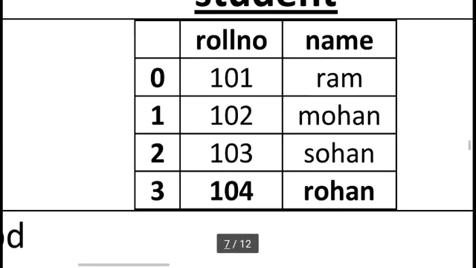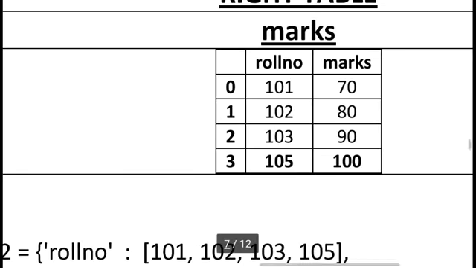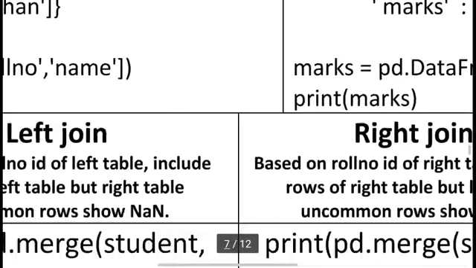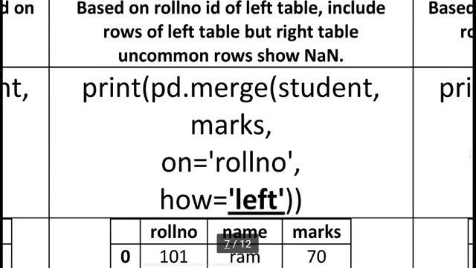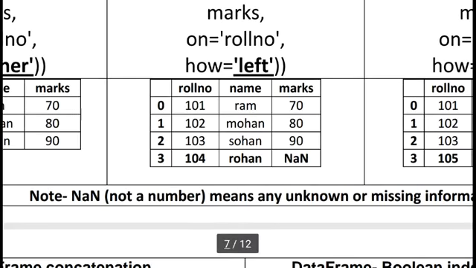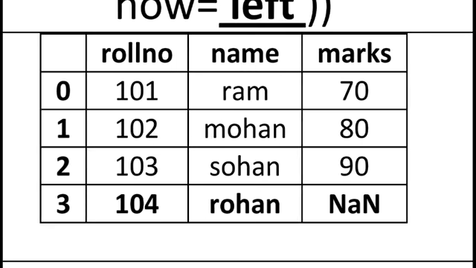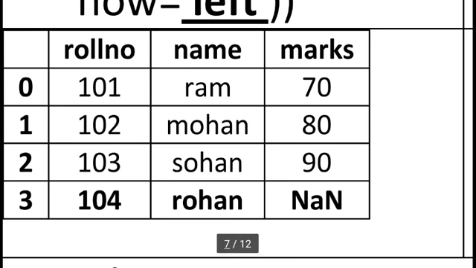Here you can see 104 Rohan in the student table is available, but 104 is not available in the marks table. So in left join you can see pd.merge student comma marks on roll number. Here I am using left. So in the left table 104 Rohan is present, but in the right table marks this roll number is not present. So then pandas will use NaN, meaning not a number.